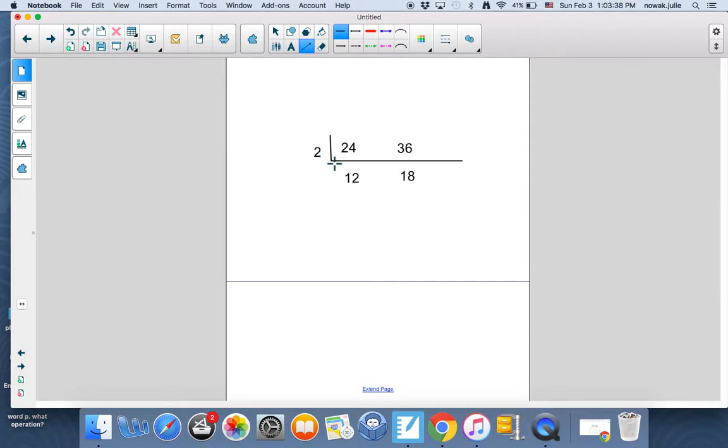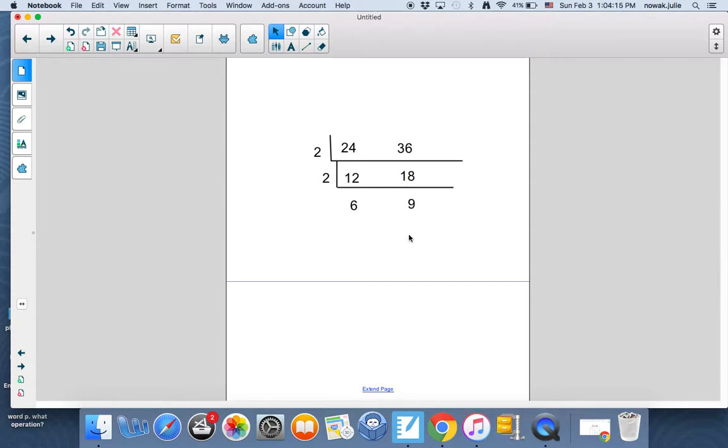But I have to draw a new ladder. So I said my common factor here again is going to be 2. It goes on the outside here. 2 goes into 12 6 times. Goes right underneath the 12. 2 goes into 18 9 times. Again, right under the number.